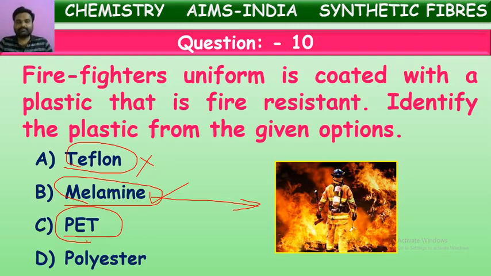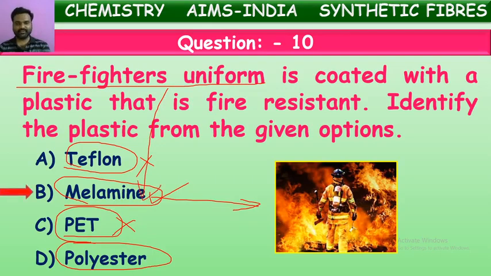Polyethylene terephthalate is the thermoplastic used in making bottles, water pipes, and toys. These are all made by PET plastic. Next one, polyester. Polyester is used mostly in fabrication, and in making blended fibers also. So what is the correct answer finally here? The firefighters' uniforms are made of melamine. It is the correct answer. Fine. Let us go to the next one.